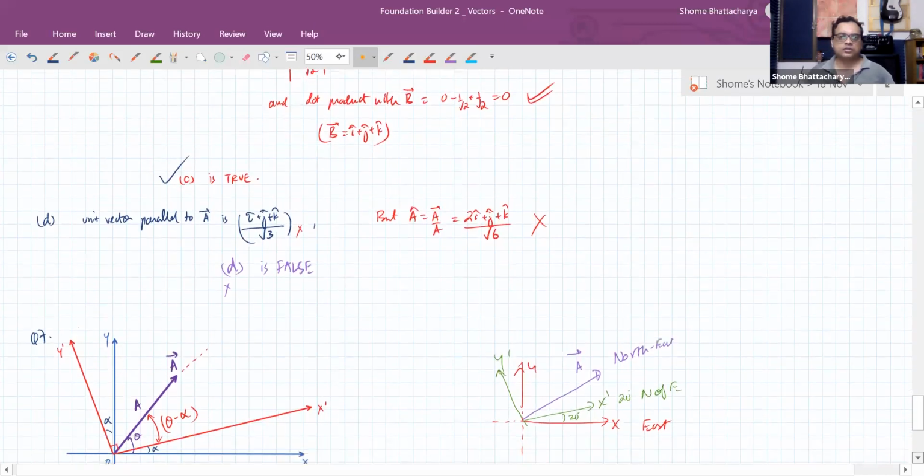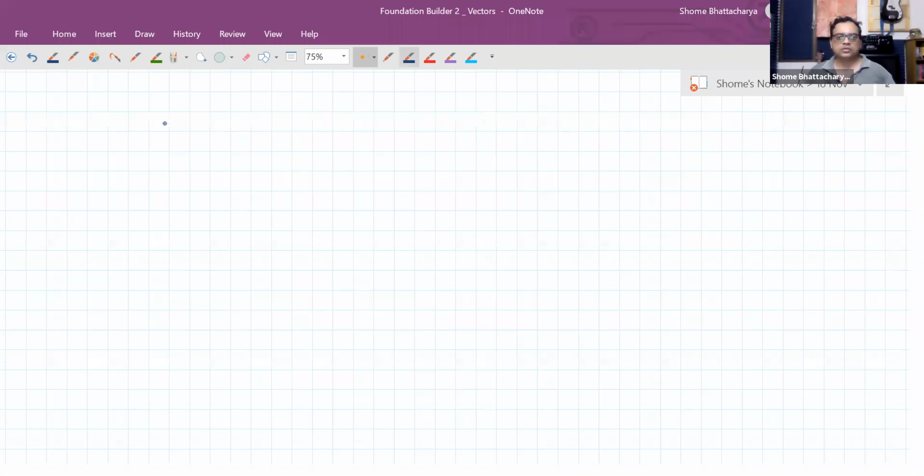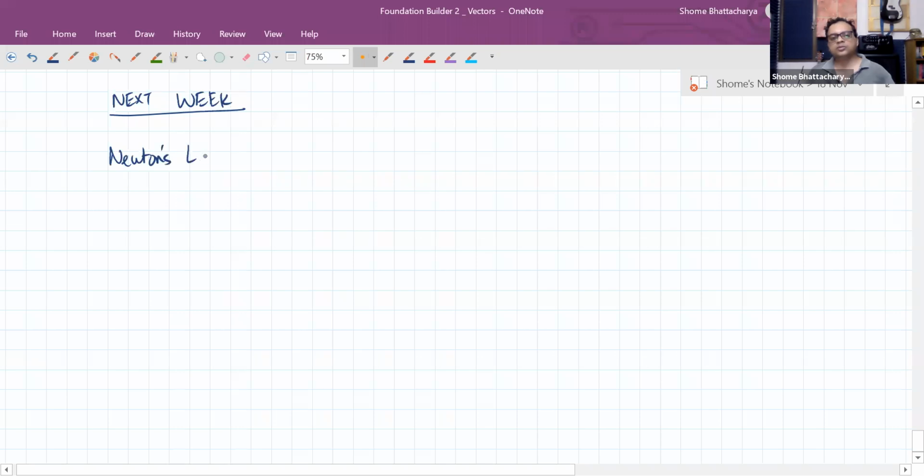So before we conclude, just a few things I want to tell about the next chapter we'll be studying. Next week we will be starting with the chapter Newton's laws of motion. All of you are familiar with the statements and all that, but for this we will be using reference books from now on, in addition to my notes and exercises which I'll be sending.